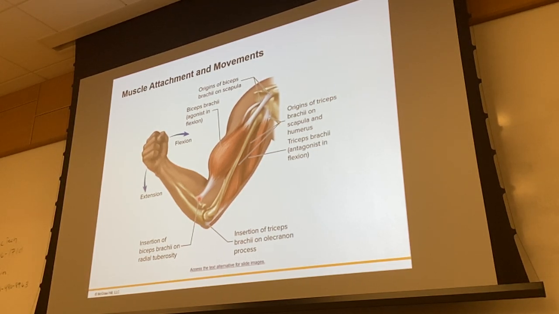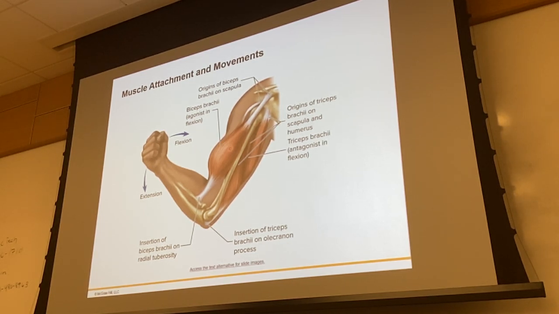You have to know the action of both heads. Generally speaking, the action of one head is the same as the other. So for instance, in the biceps femoris and the triceps brachii, the actions are the same. What is the action here? The action is flexion.